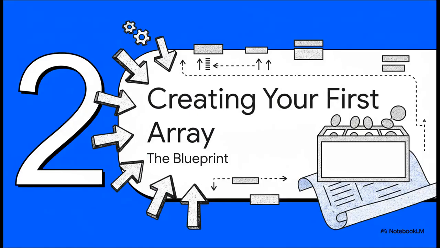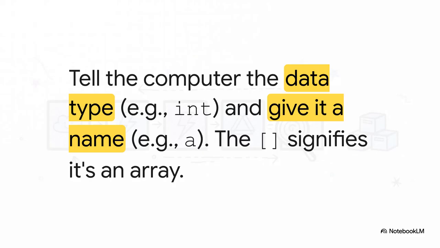Okay, enough with the theory. Let's get our hands dirty and see how you actually build one of these things. We're going to create our very first array right here, right now, step by step. It all comes down to one line of code. First things first, you have to declare it. You tell the computer what kind of data you're storing, in this case, int for integers. Then you use those square brackets to say, hey, this is going to be an array. And finally, you give it a name. We'll just call ours A.